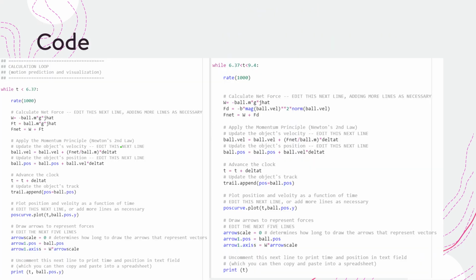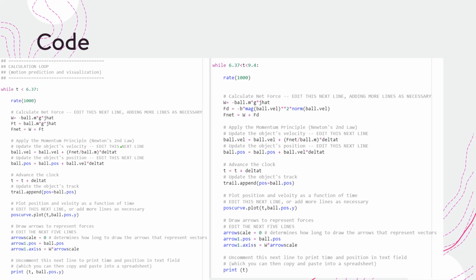This code is going to be split up into two parts. The first half is when the bottom of the Slinky is not moving, and the second half is after the top has fallen and the bottom of the Slinky starts to move. For the first half, we're going to have W, which is equal to negative mg times j hat, and Ft, which is the tension, is equal to mg times j hat. These forces are equal but opposite, and therefore when they get added together to give us F net, there is no force or any movement of the bottom of the Slinky.